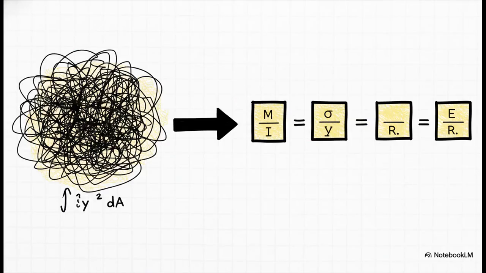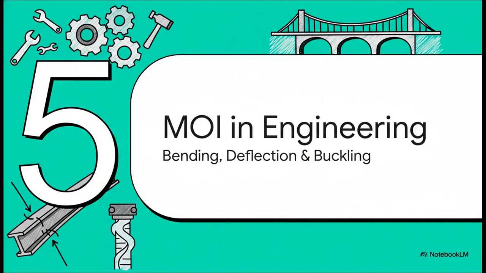And this is the payoff. By replacing that whole ugly integral with a single, simple letter I, that awkward, clunky formula transformed into the beautiful, elegant, simple bending equation that we all know and use today. The invention of I was all about making engineering simpler and more powerful. So now we know what I is and why it exists. Let's look at where it shows up in the real world.